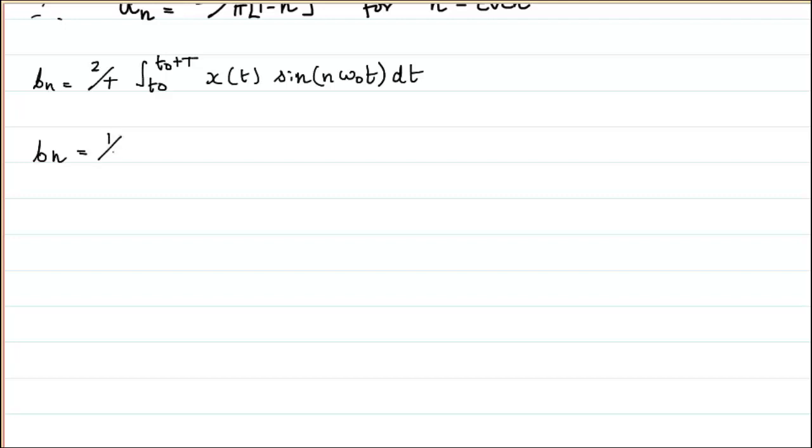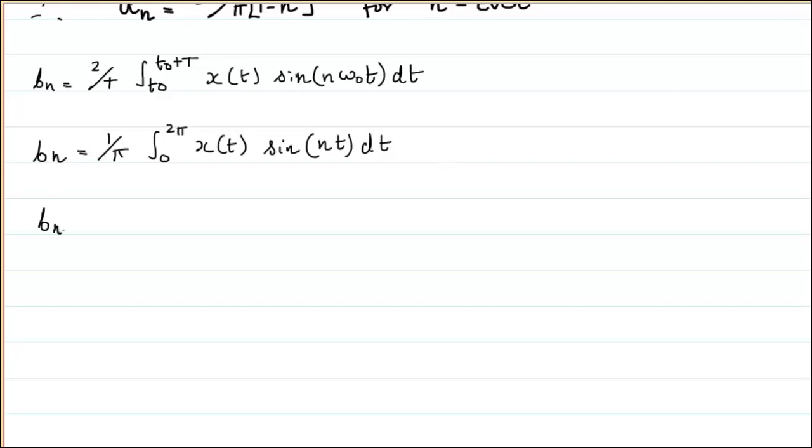so this becomes 1 by pi, then the limit is from 0 to 2 pi, x of t I will write as such, in the next step only I will split it apart, and then sine n omega naught, we already said omega naught is 1, so sine nt dt. And what is the value of x of t? So based on that I will have to again split this one up.